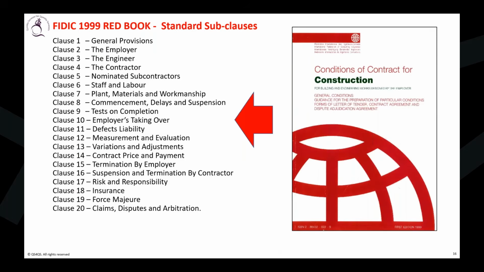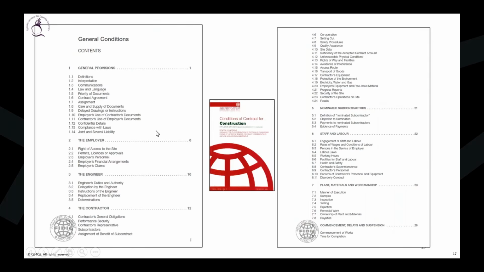So if you understood the 1999 Red Book, you can understand the Yellow Book, Silver Book, and all other FIDIC books. Also, you can compare the NEC, JCT, even your bespoke contract. So at least you have to be very thorough about the one book that we talk about today, the Red Book. In the Red Book, we have the 20 subclauses. Let me show you how these 20 subclauses appear in the Red Book.